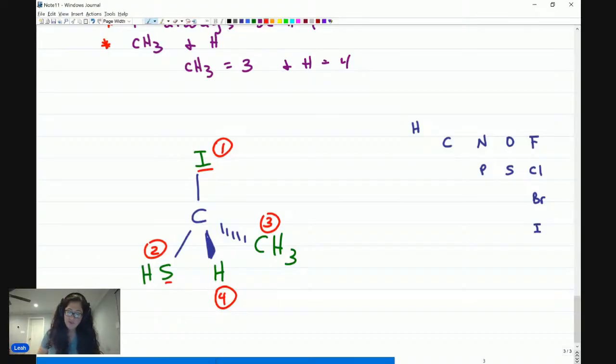Now that I have my substituents, step 2 was to put number 4 in the back. But number 4 is in the front. So how do I put number 4 in the back? Let me know in the comments. I'm curious. What did your professor tell you to do for this step?